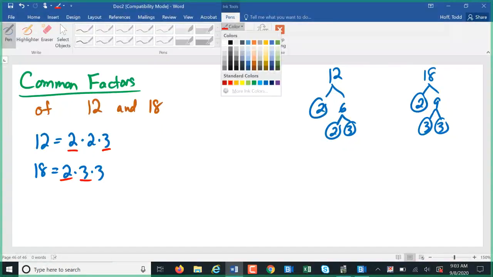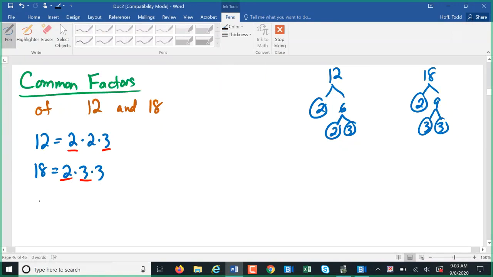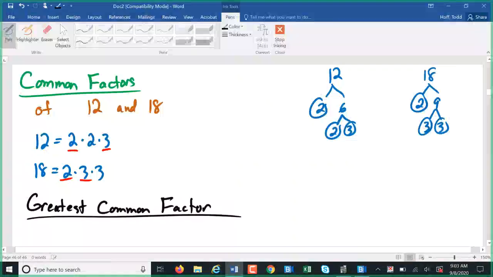But since there are several common factors in most cases, what we are concerned with is the greatest common factor. So 12 and 18 have common prime factors of 2 and 3. But a non-prime factor that they would both have would be 6. The largest of those factors is the 6.